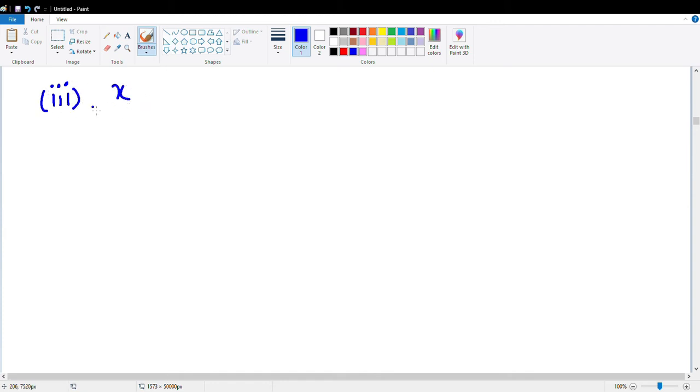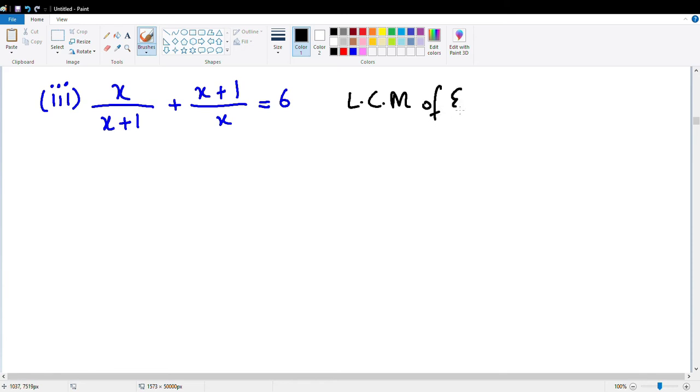So the third part is if we have x over x plus 1 plus x plus 1 over x equals 6, what do we do? We have to solve this. Again, you can see there are fractions involved, and I told you guys this time we're going to take the LCM. So let's take the LCM of the equation, and that will equal the product of the denominators. And you can see x and x plus 1 are the denominators. So x plus 1 into x is the LCM.